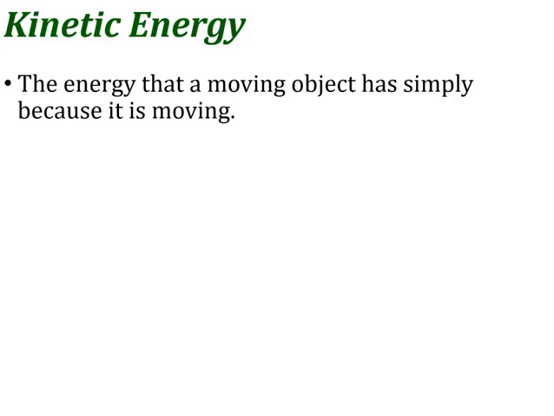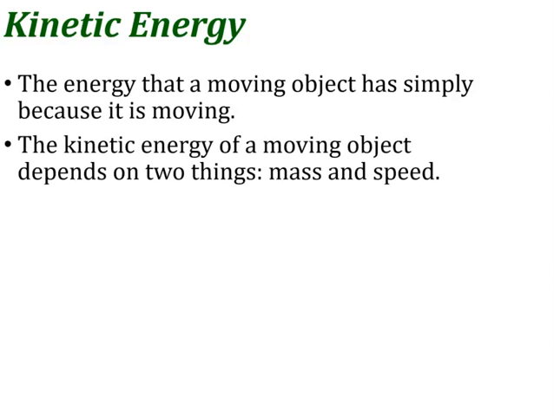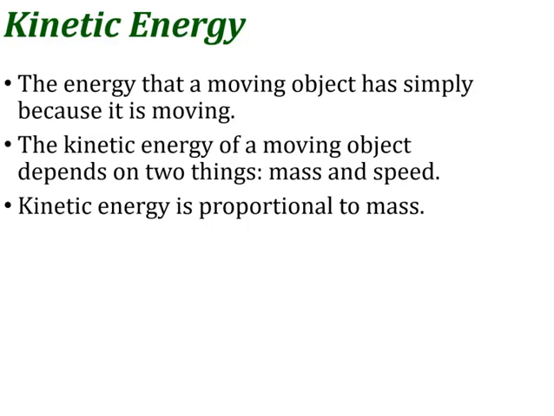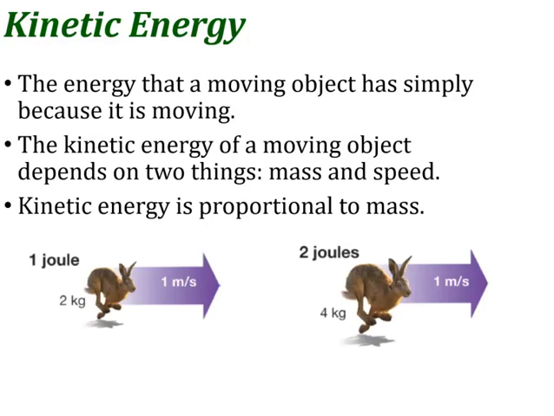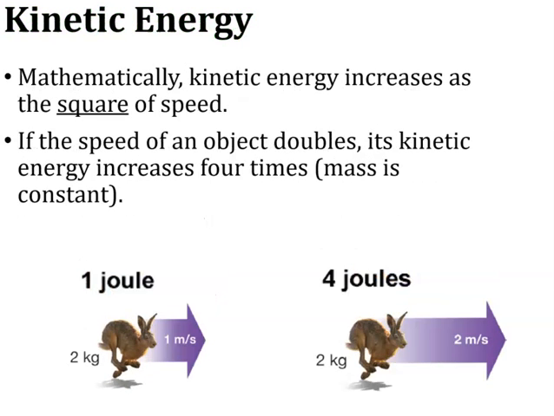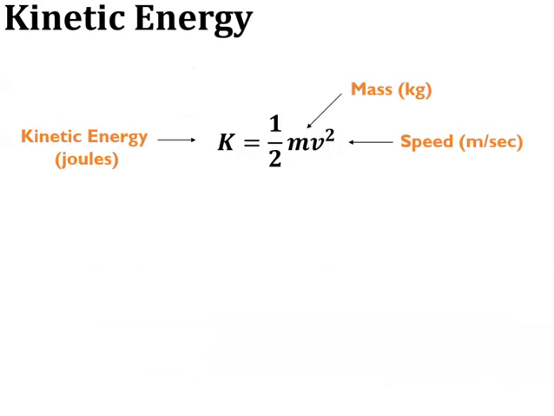We're going to specifically go over the three forms of mechanical energy that we're going to be focusing on. Kinetic energy is the energy that a moving object has simply because it's moving. The kinetic energy of a moving object depends on two things, mass and speed. Kinetic energy is proportional to mass. That means that if I double the mass, it doubles the kinetic energy. Mathematically, kinetic energy increases as the square of speed. If the speed of an object doubles, its kinetic energy is going to be 4 times greater. And that comes from our kinetic energy equation, which is K equals 1/2 m v squared.